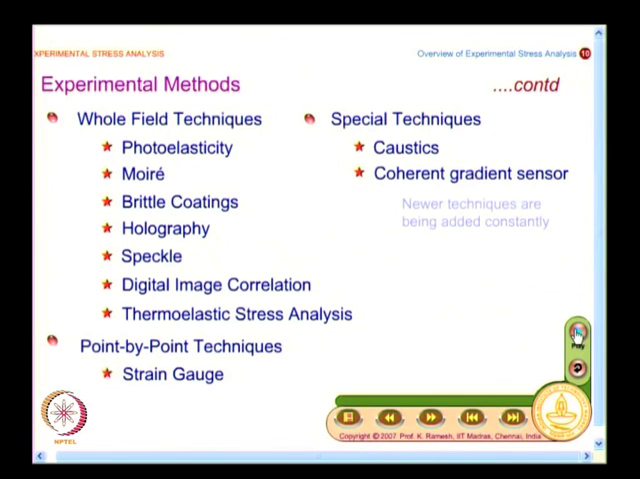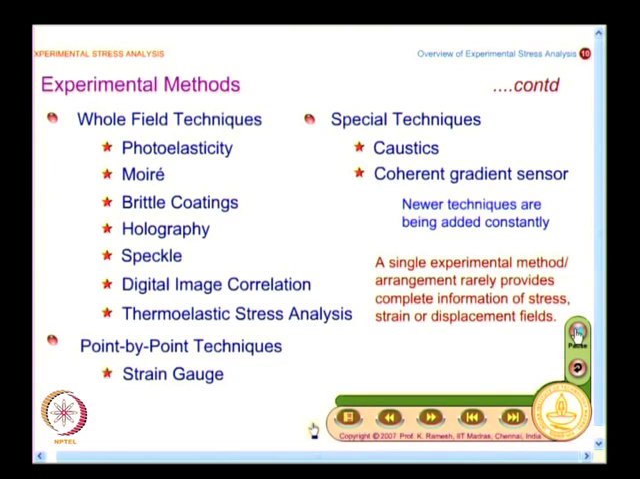This is a very useful technique, and because of Poisson effects, the specimen behaves like a divergent lens. And caustics can be classified as a point by point technique because it gives only one piece of information, whereas you have field information in a coherent gradient sensor, which is a variation of caustics.